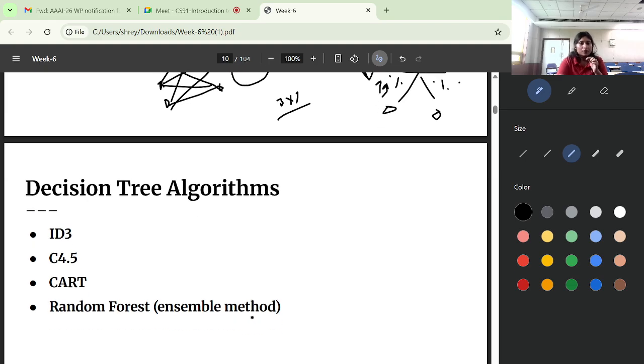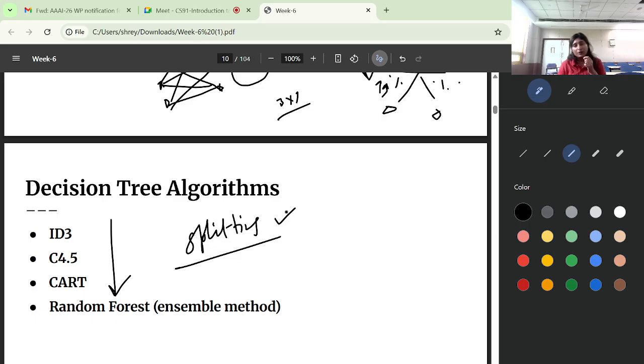Now there are multiple algorithms: ID3, C4.5, CART, and random forest. Presently, in your syllabus or in the lectures that I found from Balaraman sir, they have not discussed these algorithms in detail. But they have discussed in detail how splitting is done. So I am going to use that part only. If you know how the splitting is done, you can easily go through these algorithms as well.